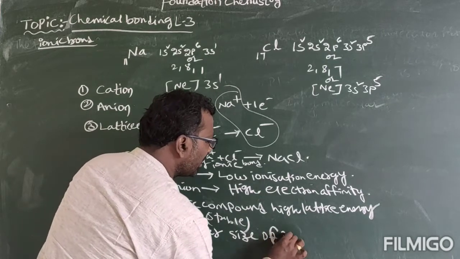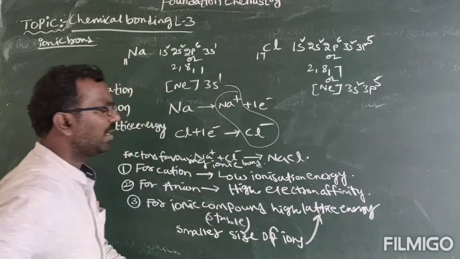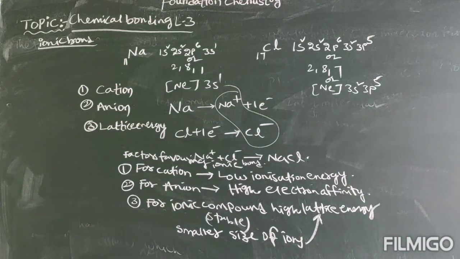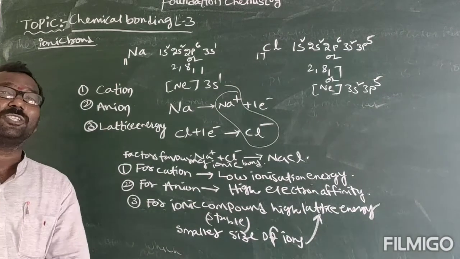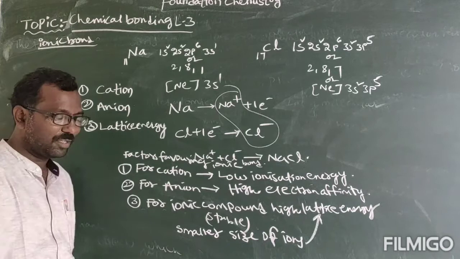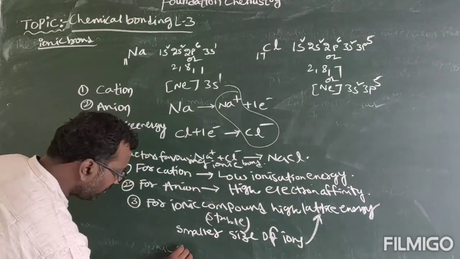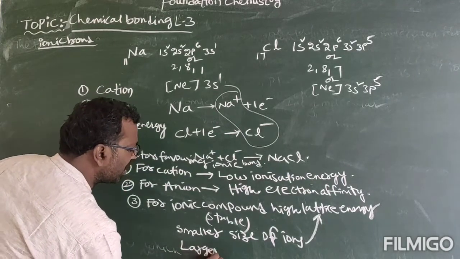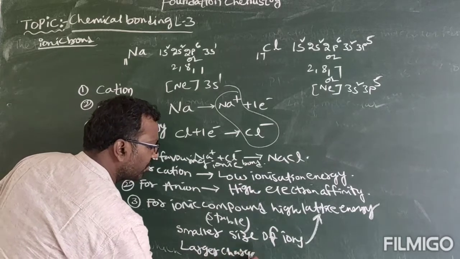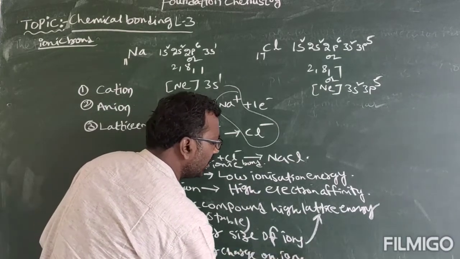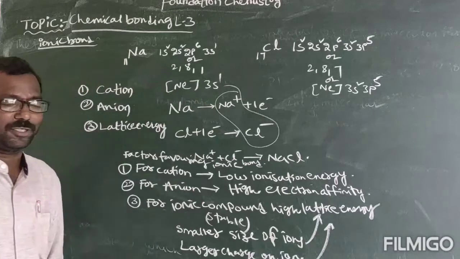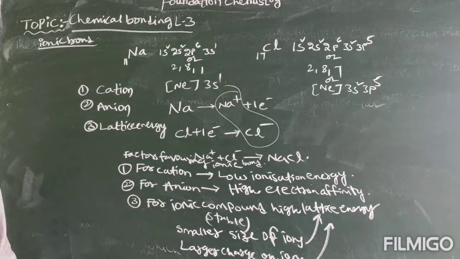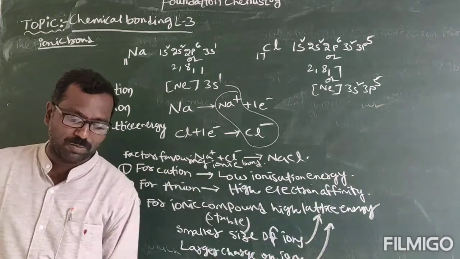Smaller size of ions will favor high lattice energy, and the larger charge on the ions will also favor the lattice energy. So these are the factors which favor ionic bonding.